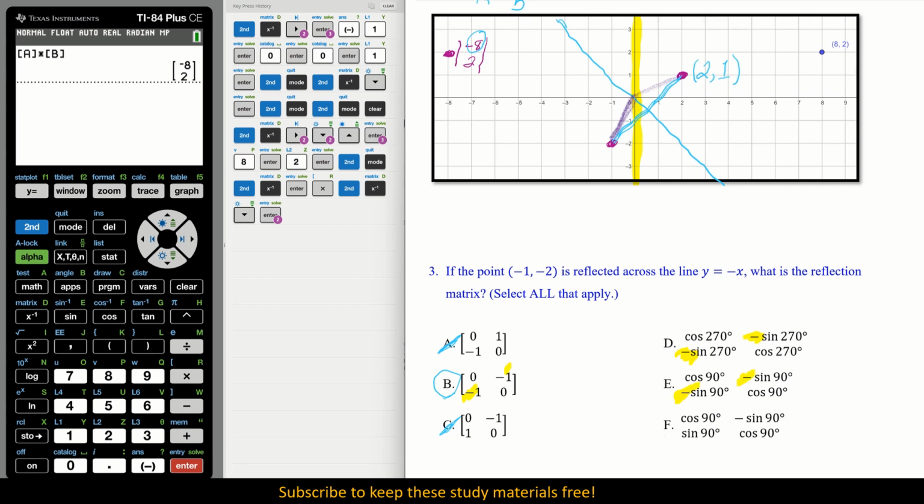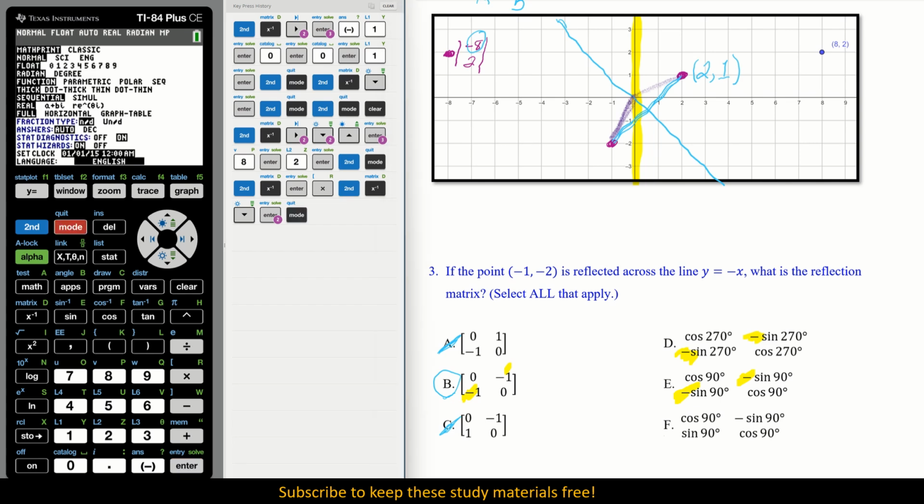Here and here. You know what? Let's go to our calculator and double check that. The first thing we need to do is make sure that our calculator is still in degrees. So let's check mode. And it isn't. It's in radians. So let's go down and over. Double check that on your calculator also. Now it's highlighted in degrees. Great. Now go second mode.